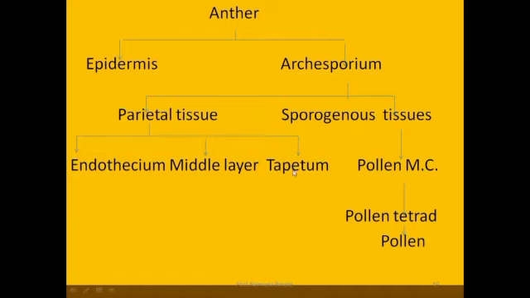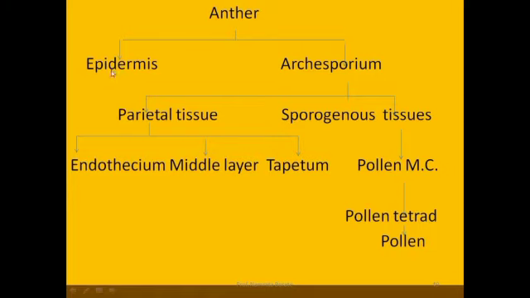The cell of primary sporogenous tissue differentiates to form the pollen mother cell, also known as the microspore mother cell. This microspore mother cell again undergoes meiotic division and forms the pollen grain, also known as the microspore. So when we see this concept map, the anther consists of four layers, known as the anther wall layers.